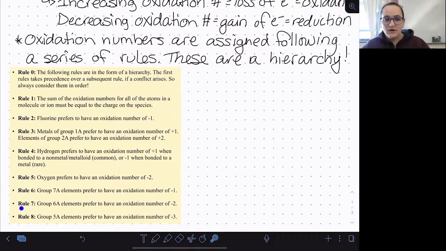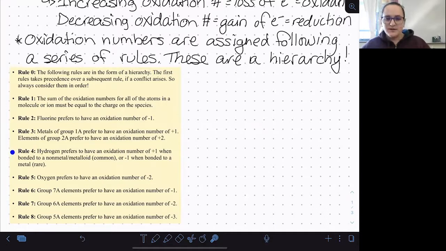The rest of our rules are our specific preferences. Fluorine prefers to have an oxidation number of -1. That is a very strong preference over any other element. Rule 3, metals of group 1A, that's the column all the way on the left-hand side of the periodic table, prefer to have an oxidation number of +1. Elements in group 2A, which is the one right next to it, prefer to have an oxidation number of +2. You will notice that these are the same as the preferred charges that these things tend to form in ionic compounds. So the oxidation number is not the same as the charge, but it is often related to the charge.